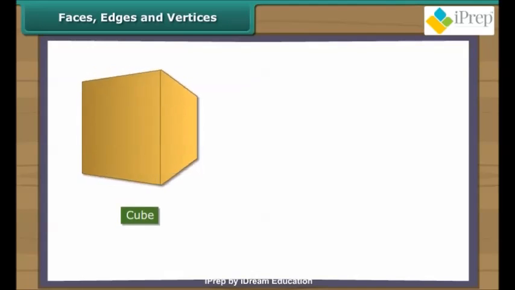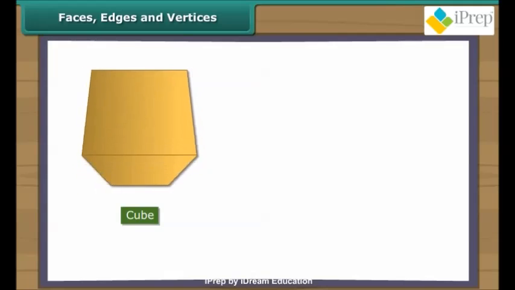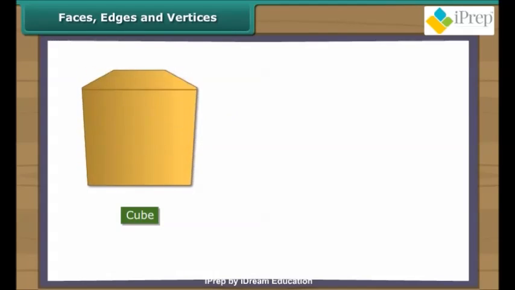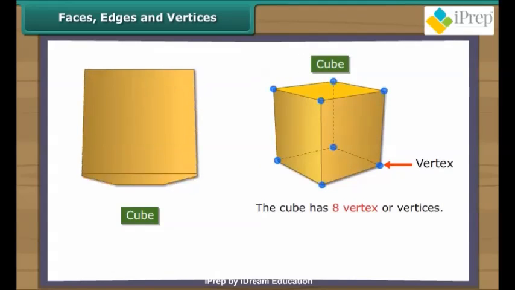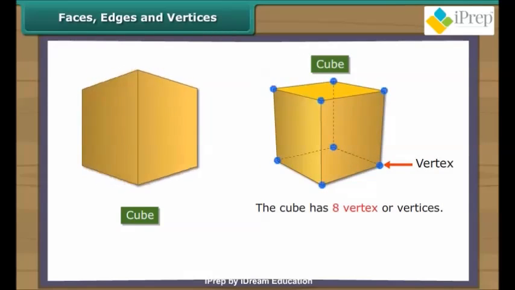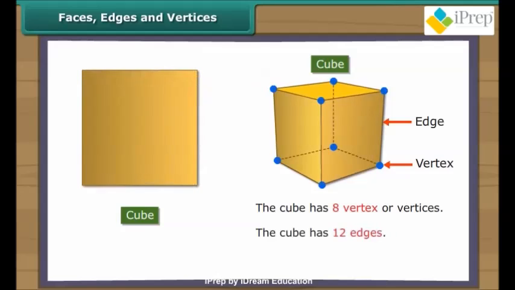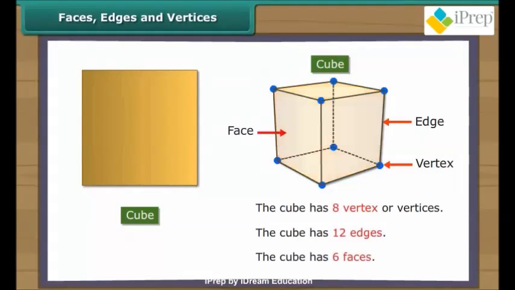Hey students, look at what I got for you. A cube. A cube is a special kind of cuboid whose length, breadth, and height are equal. A vertex or vertices is a point where two or more straight lines meet. An edge is a line segment that joins two vertices. A face is any of the plane or curved surface of a solid object.